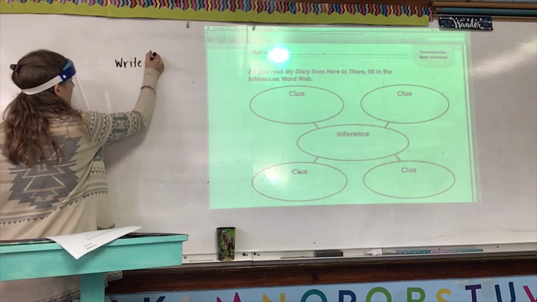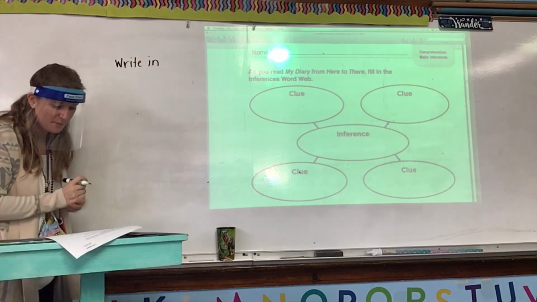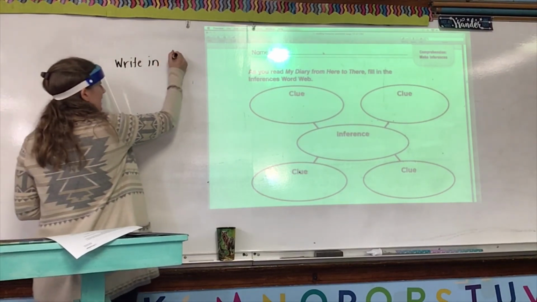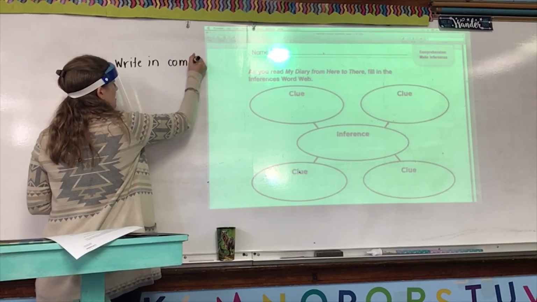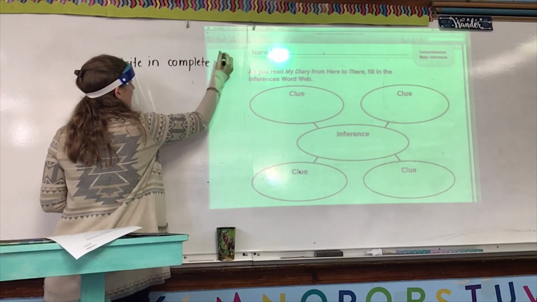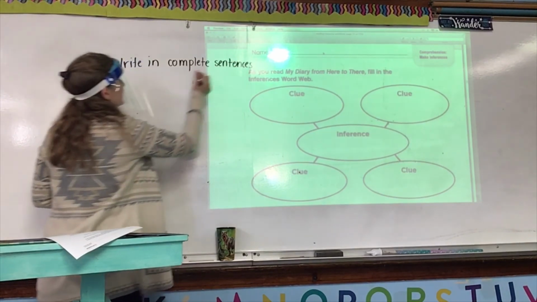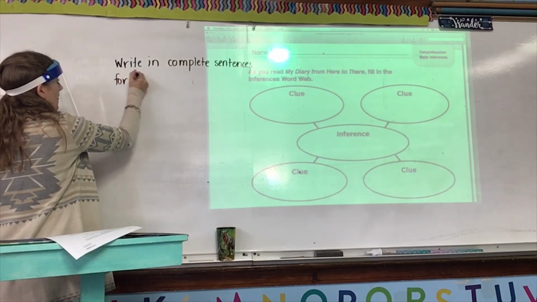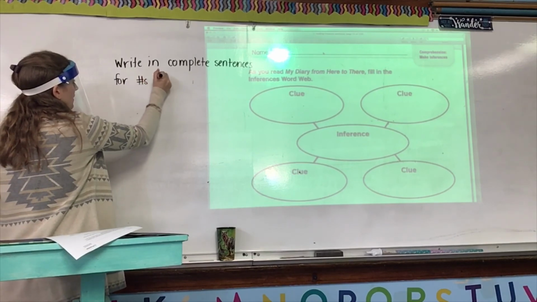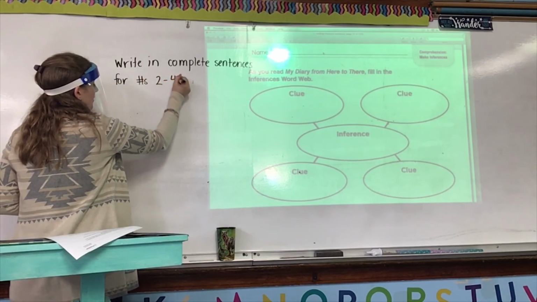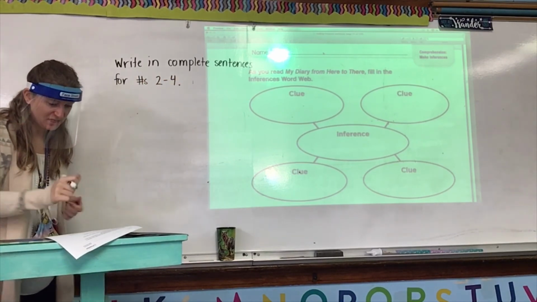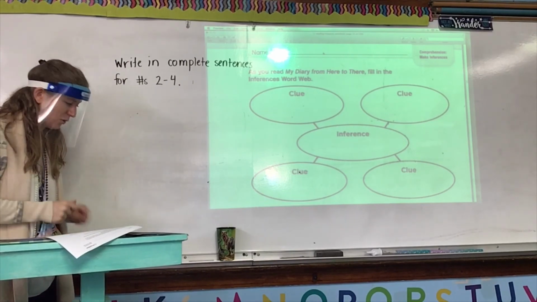Make sure you're writing this on the back: write in complete sentences for numbers 2 through 4. That means 2, 3, and 4.